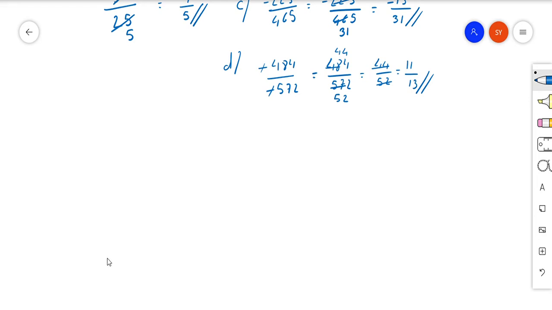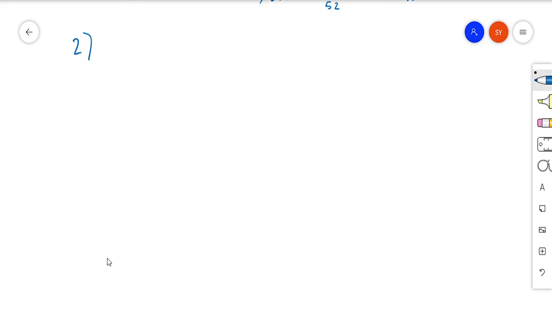Okay, next, second question we'll do. Express 3 by 7 as a rational number with a numerator 12. So the first one, we have to express 3 by 7, which is in a standard form, into a non-standard form where the numerator is 12. But at the end, when you reduce it, the same number should come.